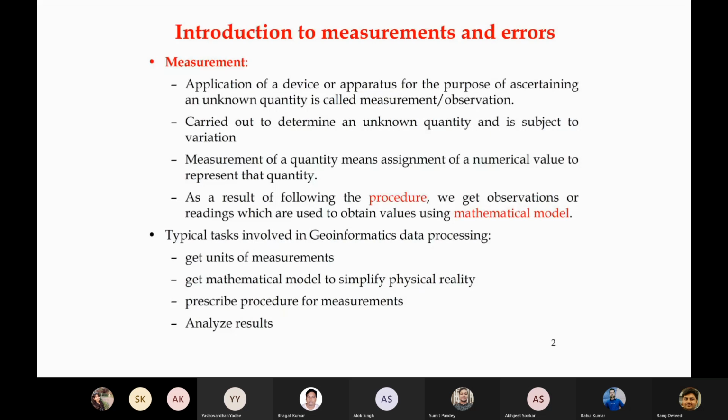There's no problem. But what you need to understand is that when you are observing something, it means you are measuring a certain unknown quantity with the help of instruments. Then you determine an unknown quantity that is subject to variation. In that process of ascertaining an unknown quantity, you will find a value which is subject to variation. So one time you will find a certain value, another time you will find another value. That is the meaning of variation.